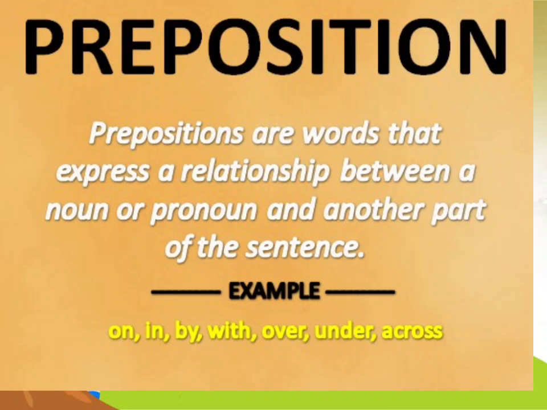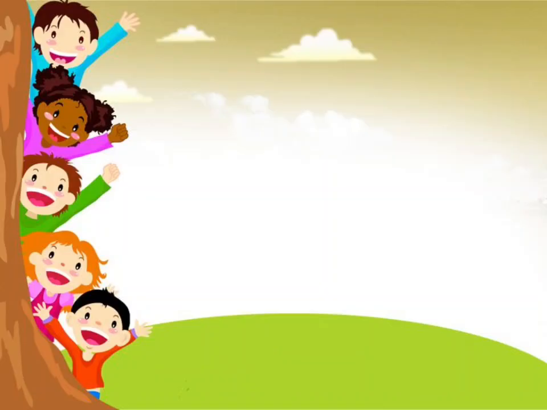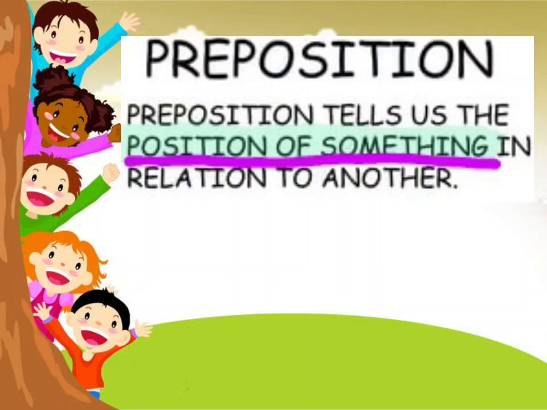So, for example, some of the words which are used as prepositions are: on, in, by, with, over, under, across. Prepositions tell us the position of something in relation to another. इस तरह preposition हमारे sentence में किसी भी चीज़ की position को show करते हैं in relation to another, कि वो किस तरीके से दूसरे noun या pronoun से connected है या related है.